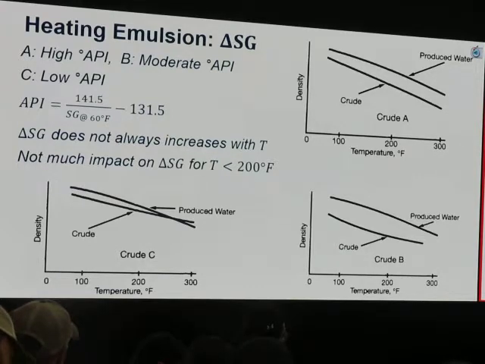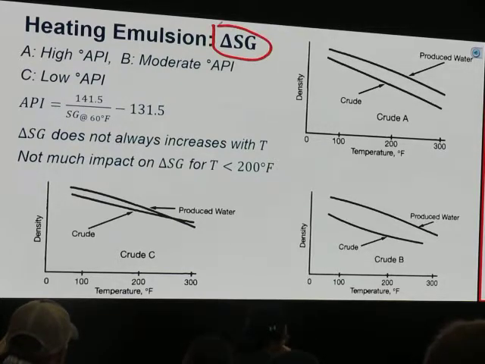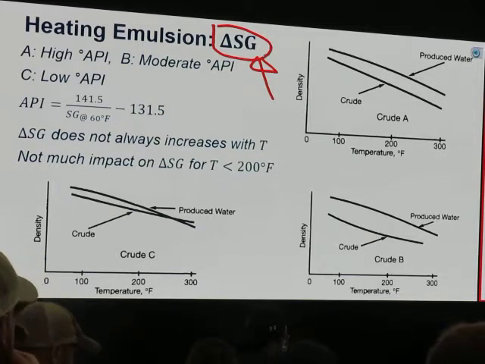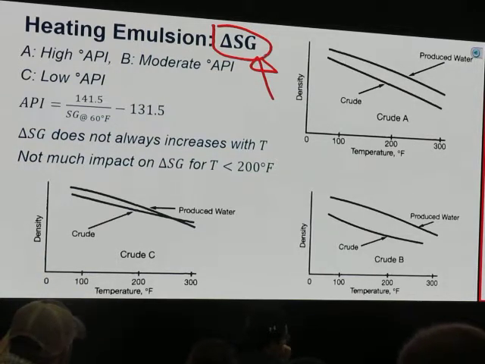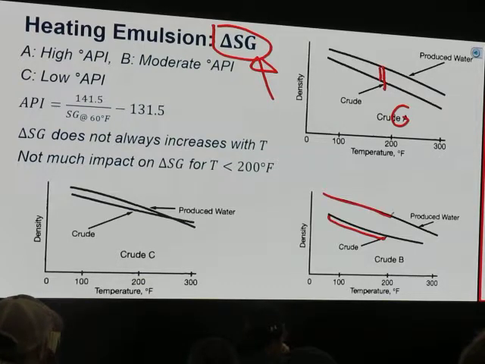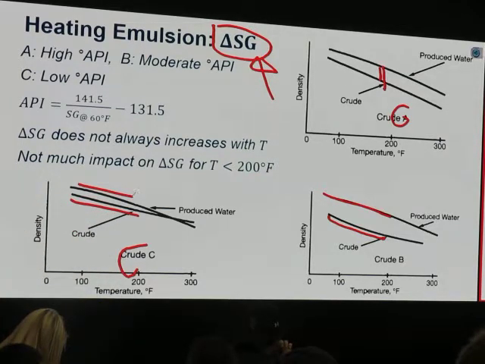Another way is to use a heater treater. What we have to understand is that lower viscosity is good in terms of terminal velocity, based on the terminal velocity equation. Low viscosity means it falls fast. The separation occurs due to the difference in the specific gravity. And it's not always that this gap goes up. Look at this, crude A, delta SG goes up. When there's more difference in the density, it separates fast between oil and water. Crude B, delta SG goes up, crude C is going down. Alright, this is the difference in the specific gravity.